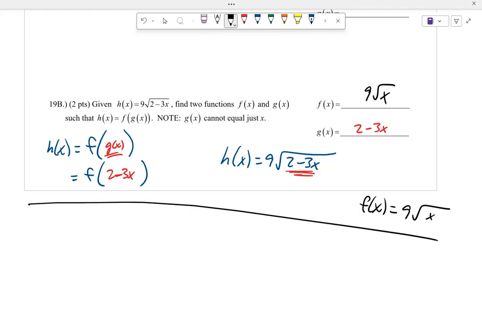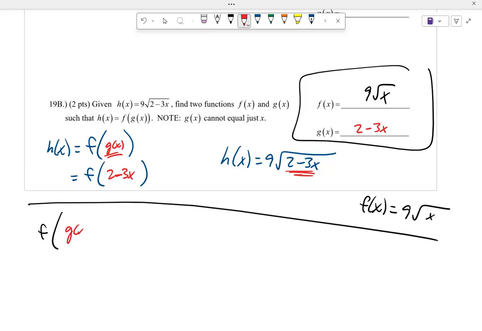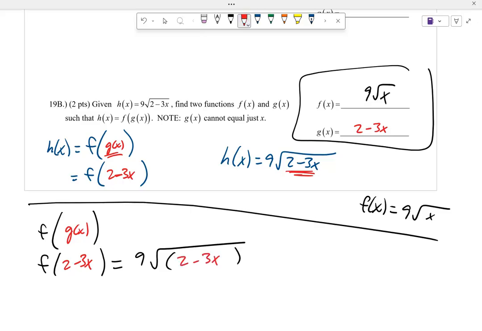And of course, if you're not sure, you can always check it using f of x and g of x. F of g of x, check your work here. That would be f of my g of x I'm claiming to be 2 minus 3x. Now I'm using my f of x, which is 9 root x. And who goes in as the input x? 2 minus 3x. There's the original. So I know that'll work out for this one. So you're looking for your f and your g on this.